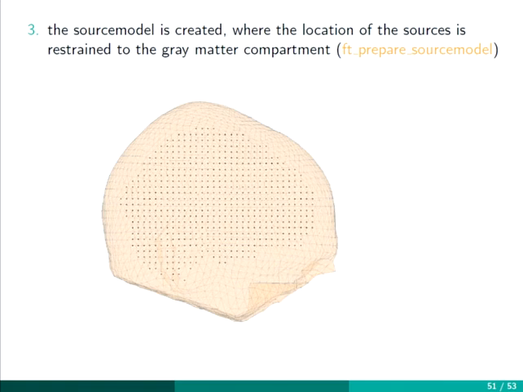So then we have to create the source model. In this case, we isolated the gray matter compartment, and we created a grid of dipoles that are constrained to the gray matter compartment. And ft_prepare_sourcemodel will do that for us. In this case, the grid resolution can be varied, so we can set the resolution in millimeters. This example, I think, is a 2 millimeter resolution grid. In the tutorial, there will be a 5 millimeter resolution grid because it's faster to compute. But you can also play around with these parameters, as we will see in the future.